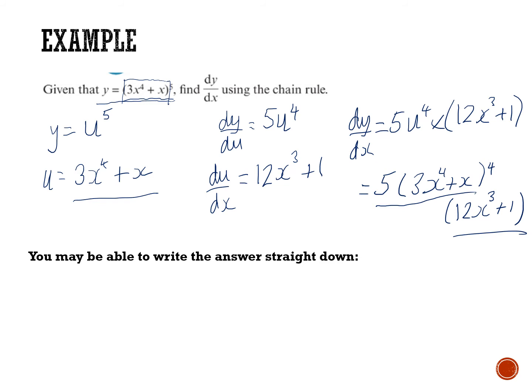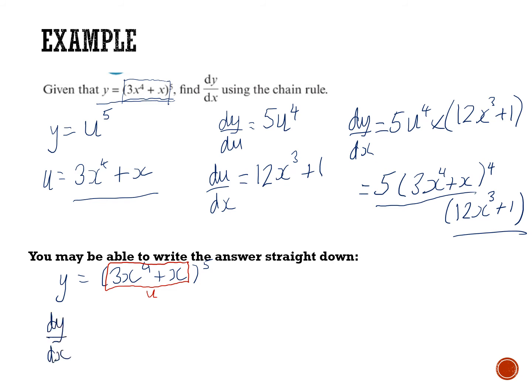Okay, so where I've got my function y equals 3x to the 4 plus x to the power 5, I decide when I look at it what is going to be equal to u. Okay, I can put a box around it if I want and call it u, but I'm not going to specifically write it out necessarily. Okay, so I would have y equals u to the 5, where u is equal to that. I'm going to go straight for my differentiation though.